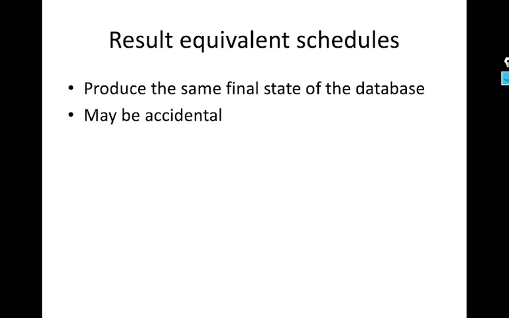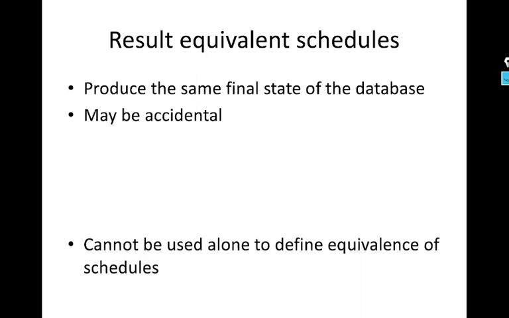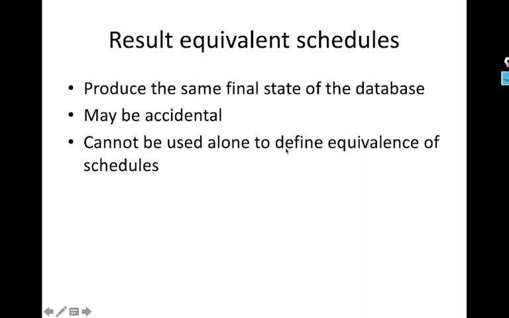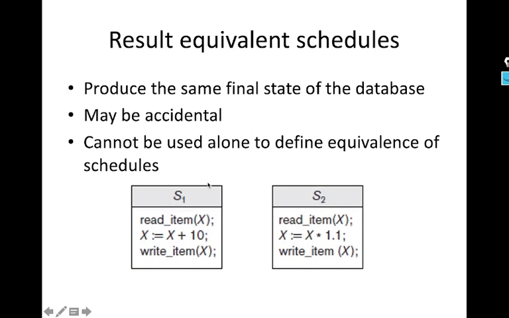But the problem with this result equivalent schedule is it may be accidental. Accidental cases can occur in this kind of schedule. So it cannot be used alone to define equivalent schedules. I'll show one example of why we say that result equivalence may not be correct. For example, if we have two schedules S1 and S2, the operations in S1 and S2 are like this.